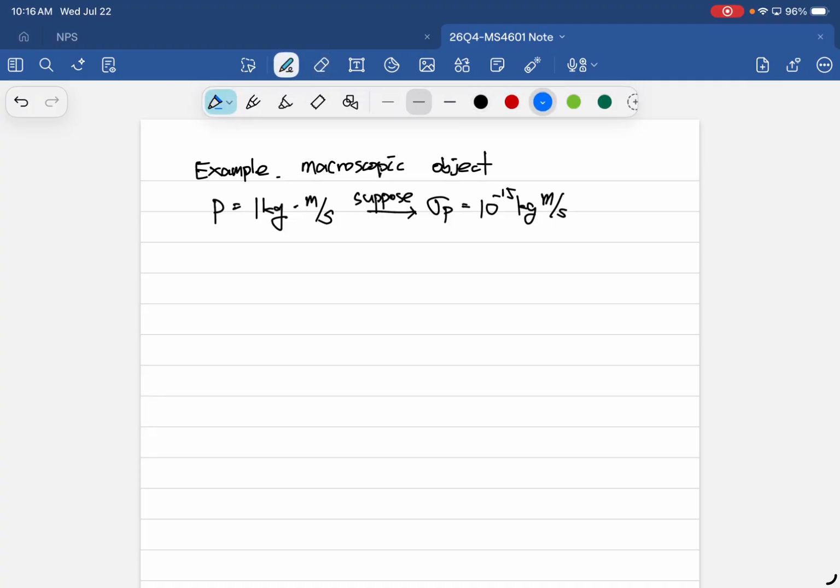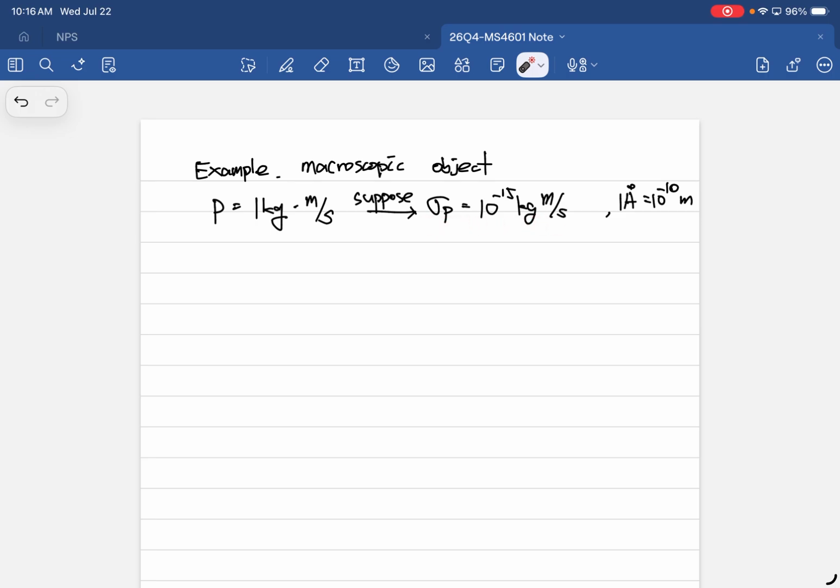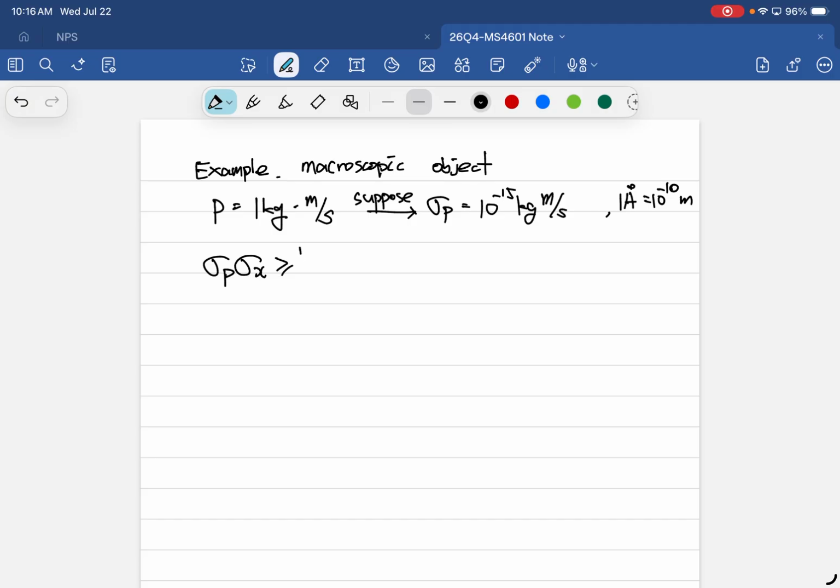As you know, 1 angstrom is 10 to the negative 10th power meter. So with this very small standard deviation of velocity or momentum, we know exactly what the velocity is. We can safely say that. And then if we multiply sigma p and sigma x, when we apply the Heisenberg uncertainty principle, this gives us sigma x roughly 10 to the negative 19th power meter.